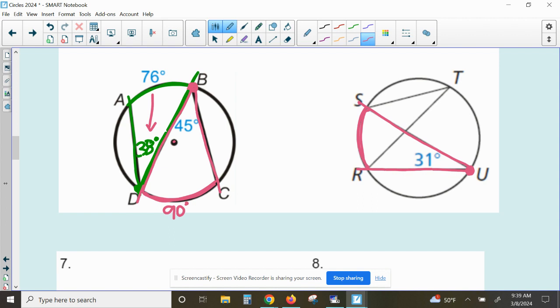I can figure out this arc out here, correct? Is he going to be half the size or double the size? Which's bigger? We double because we're doing the arc. The arc has to be bigger. So double 62.